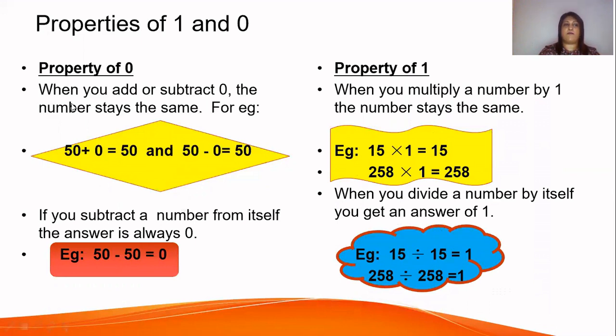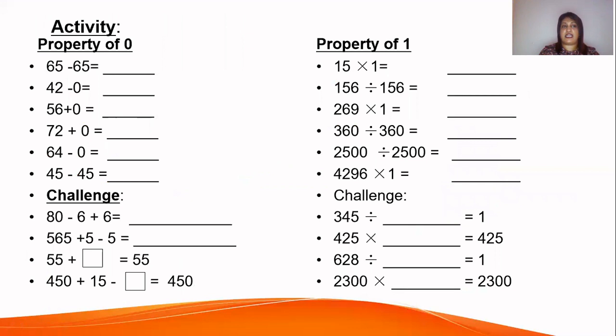Let's go back. Property of 0, when you add or subtract 0 to any whole number, your answer will be the same as that whole number. When you subtract a number from itself, the answer will always be 0. When you multiply a number by 1, the answer will remain as that number. But if you divide a number by itself, your answer will always be 1. Right? So remember those facts. Go over it before you attempt this activity.